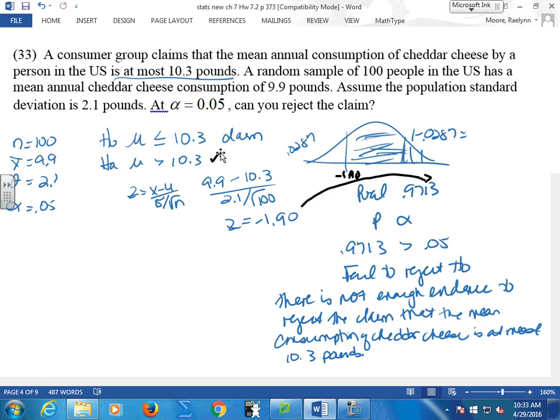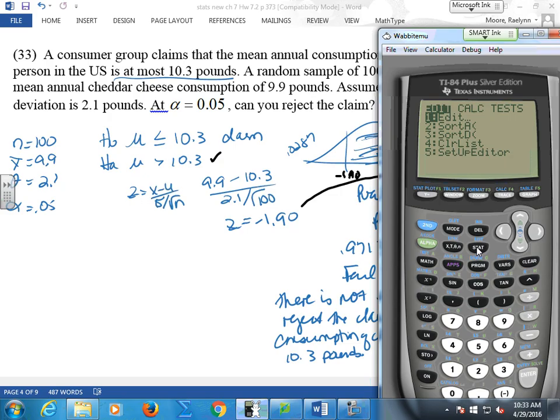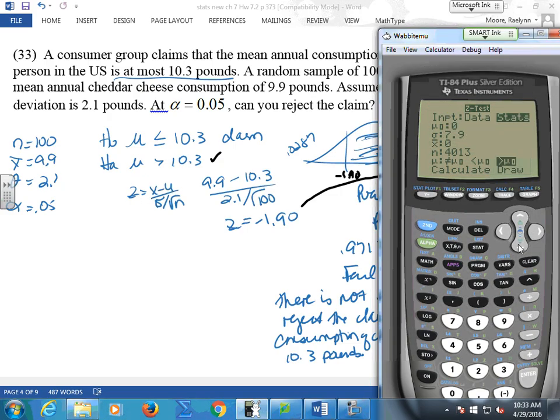And if you want to use your calculator, I'm fine with that. Again, it's a nice one. Stat test, it's the first one. Enter your information. This is your population mean from your claim. Standard deviation, we've got to give that to you. It has to be a population one. Here's your x-bar, what you tested, what you found, 9.9. Your n, 100. And where your tail goes, just follow the tail. It went to the right, follow the right, and calculate.